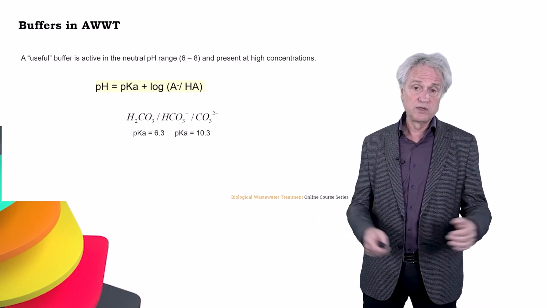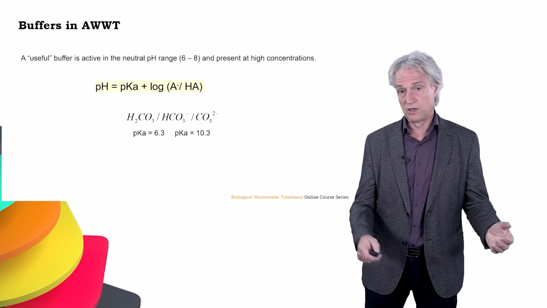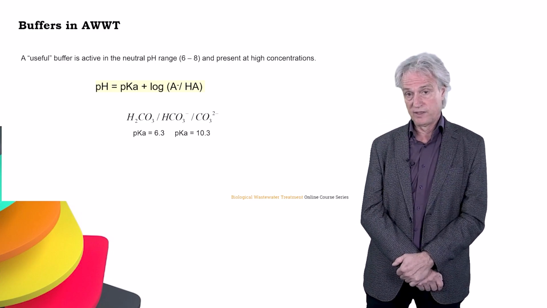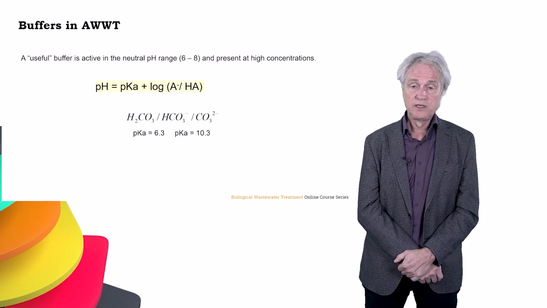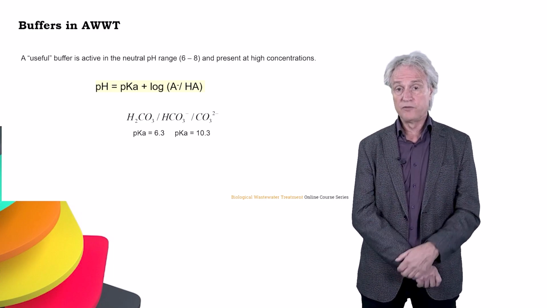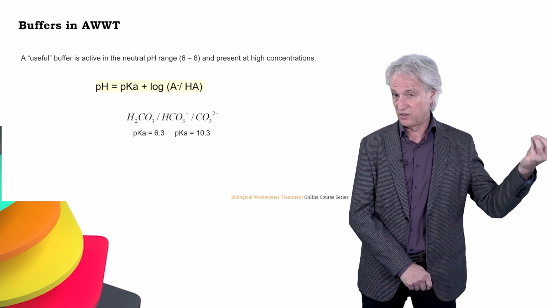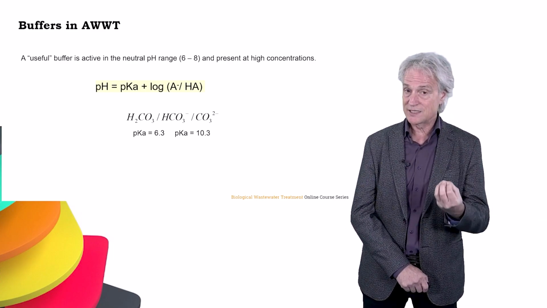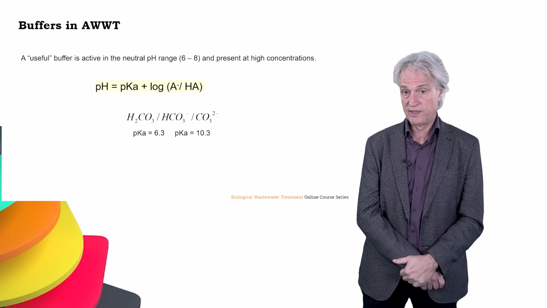Now, if you do remember, how do you calculate a buffer? Well, the pH is equivalent to the pKa value of a compound plus the log of the ionized form divided by the non-ionized form, the acid form. Now, the most important buffer we have is bicarbonate. If you do remember, 70% of the COD is channeled via acetate to methane. In the end, eventually, acetate is split into methane and bicarbonate. So we do generate our own buffer in the anaerobic system.